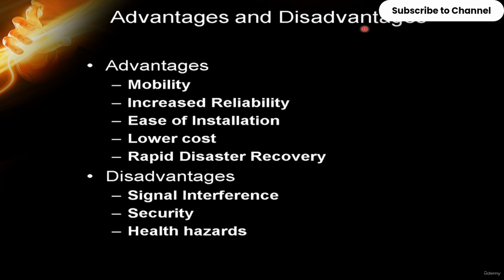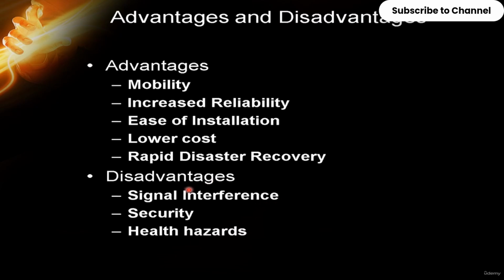Finally, we will see wireless communication's advantages and disadvantages. The advantages are that wireless devices are especially used for mobility purposes. People can easily carry their devices from one place to another. Reliability is also there, it is safe and secure with easy installation. There is no need for any big hardware installation, it has the lowest installation cost, and it is used for rapid disaster recovery.